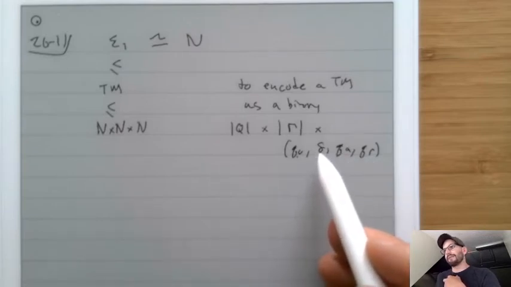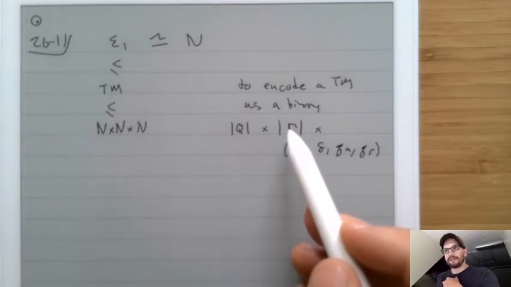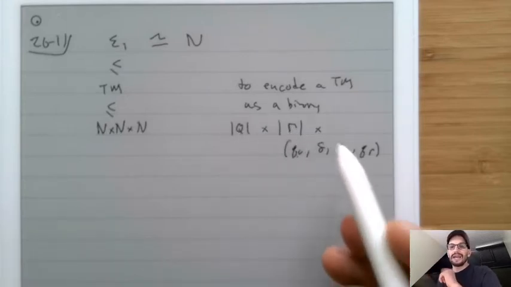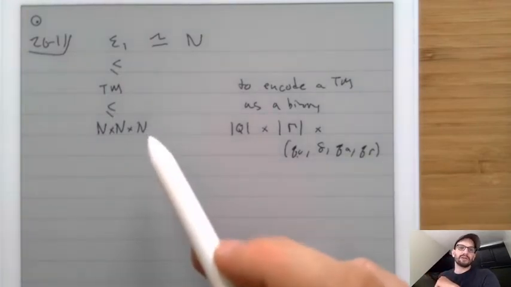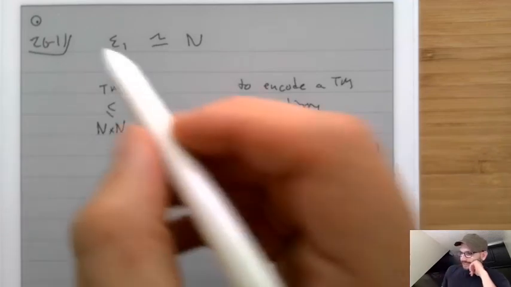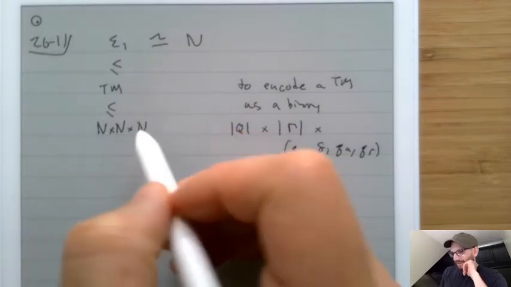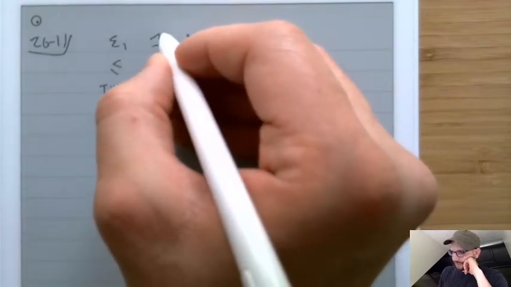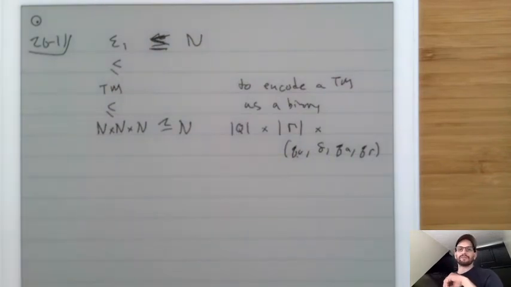And delta, what can it be? Well, it can be log this number plus log that number plus 1, and that's each entry. And how many entries are there? Well, there's q times r of them. So that is a big number, and there's a huge number of possibilities for that, but it's a finite number of possibilities, thus it's smaller than n. And so that means that sigma 1 is definitely smaller than n by n by n, and n by n by n is the same size as n. So therefore, sigma 1 must be smaller than the size of n, even though it's infinitely large.